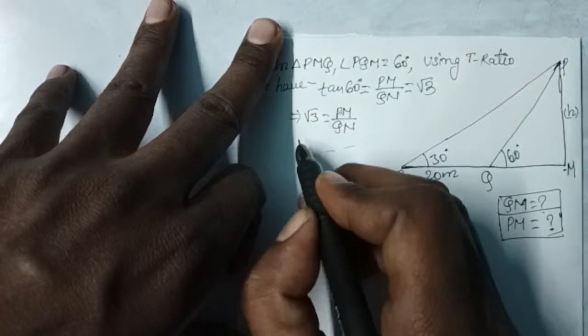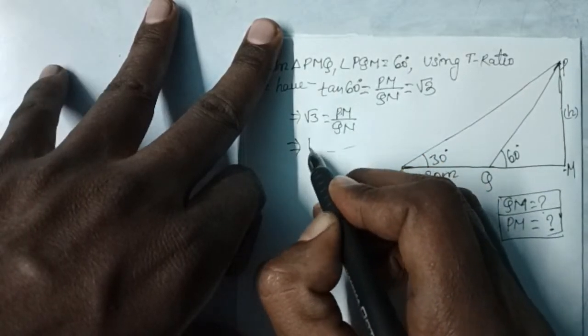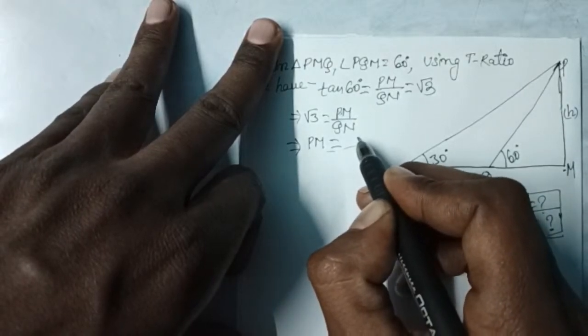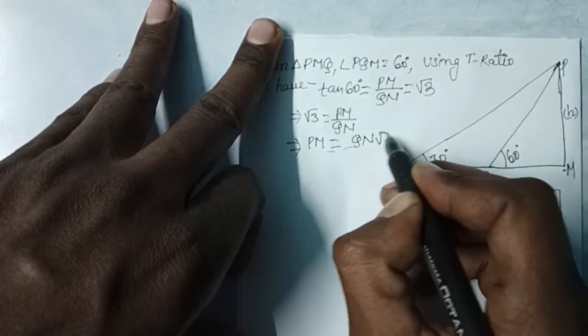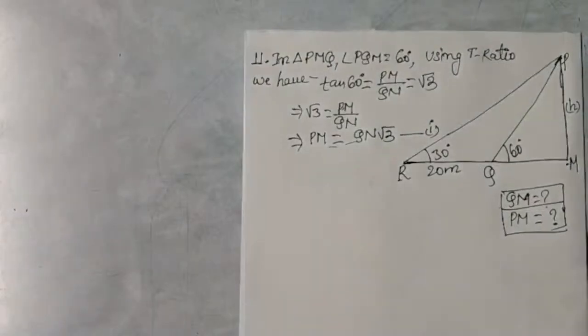Therefore, PM by cross multiplication, PM equals QN root 3, and this is our first equation. Okay.